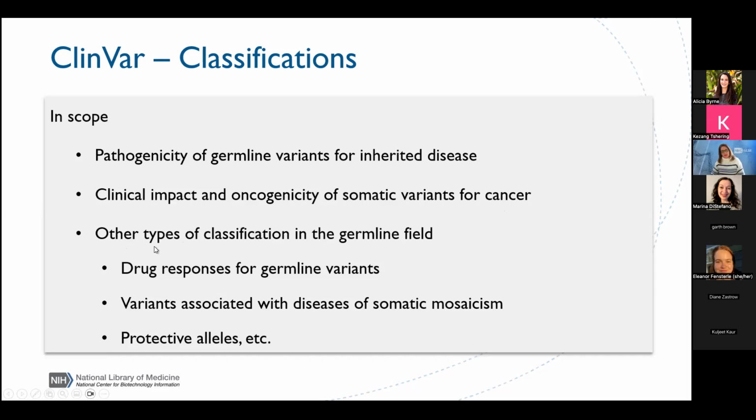And then the complication is that in the germline field, so along with classifications of pathogenicity, you might see other types of classifications that are not the ACMG terms for pathogenicity. You might see other things like drug responses. You might see classifications of variants for diseases of somatic mosaicism. You might see some other kinds of classifications like protective or association. These are not that common, but you might see them sometimes in this germline field. So I want to make sure you're aware that those are also there.